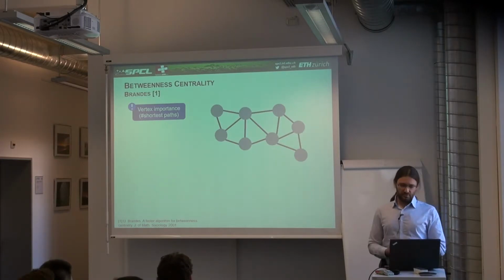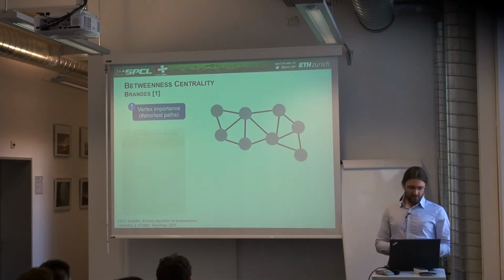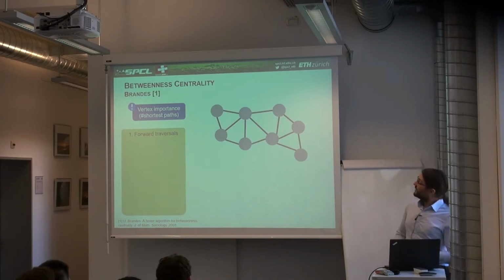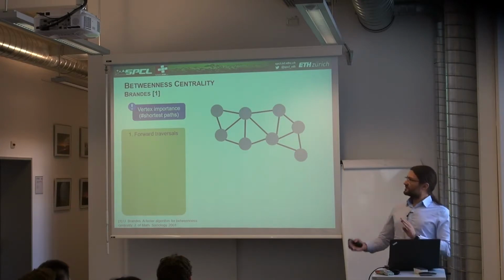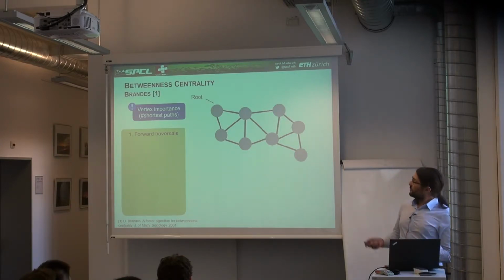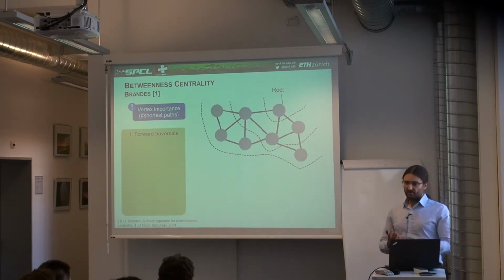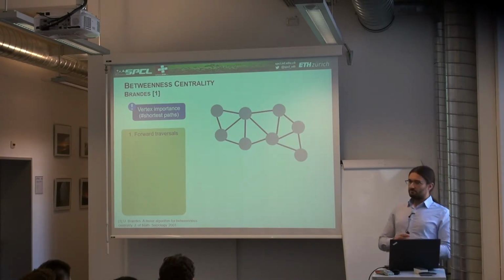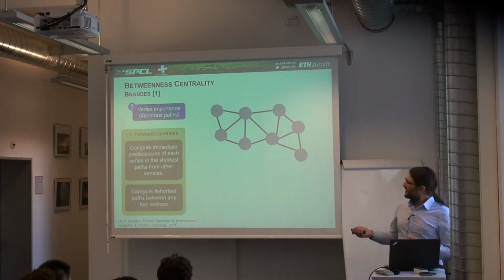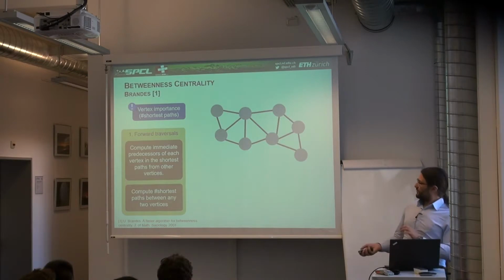What happens in this algorithm is that we have two phases. In the first phase, we have so-called forward traversals. We do concurrent BFSs from each of these vertices, gathering some structural information about the graph. We pick this vertex as the root and do the BFS traversal. At the same time, we also pick this vertex as the root and do the same type of traversal, and we do it for every other vertex, gathering some information as we go. What we are actually interested in specifically is first the intermediate predecessors of each of these vertices in the shortest path from another vertex.